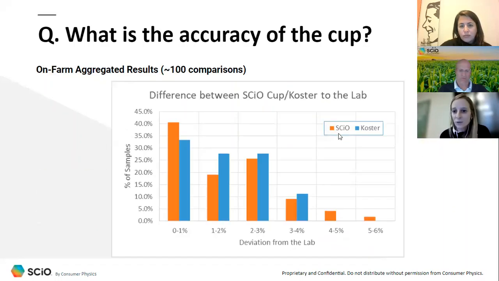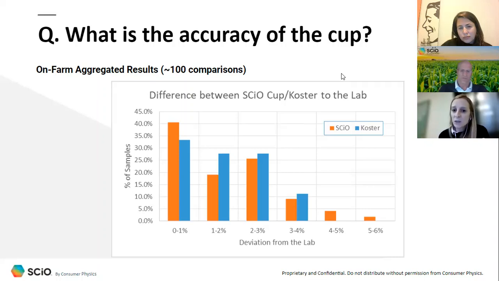So with all these considerations in place, what is the accuracy of the cup? How does it compare to these other methods? We did a test with over 100 different comparisons between the SCiO in the lab and the COSTA in the lab. And what we saw is that for any single measurement, the SCiO performs very similar to COSTA. So we're seeing pretty good results in terms of most of your results are going to be within 2% of the lab, and obviously less in the higher percentages away.